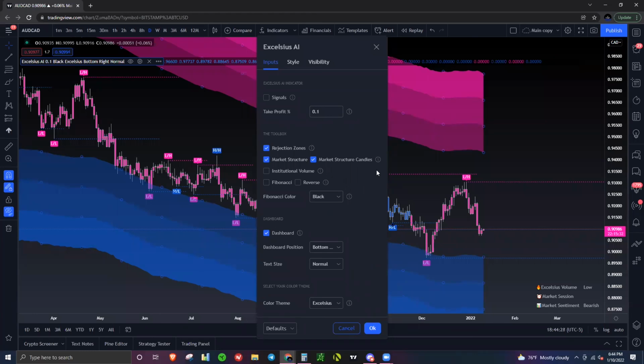Next week, we'll take a look at a new topic and how Excelsius can upgrade that exact topic, just as we upgraded the ability to assess and manage direction today.